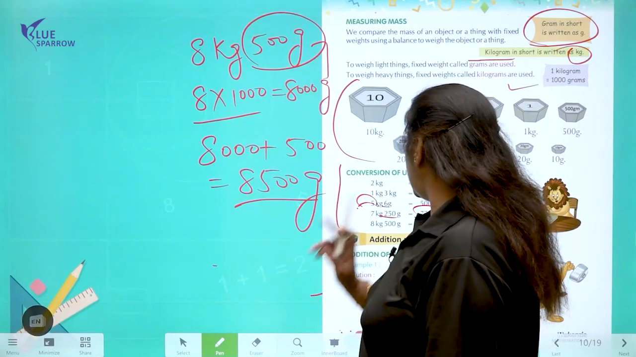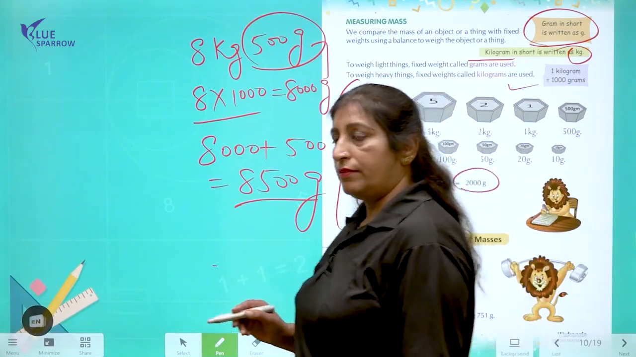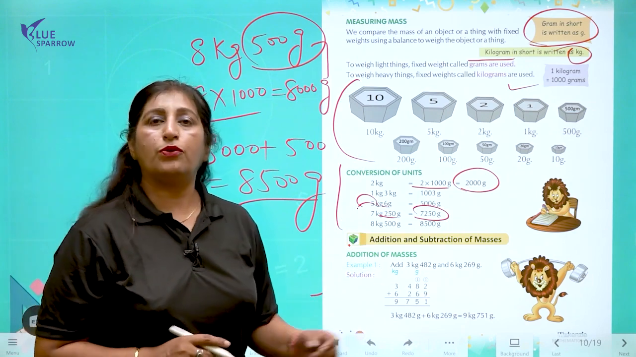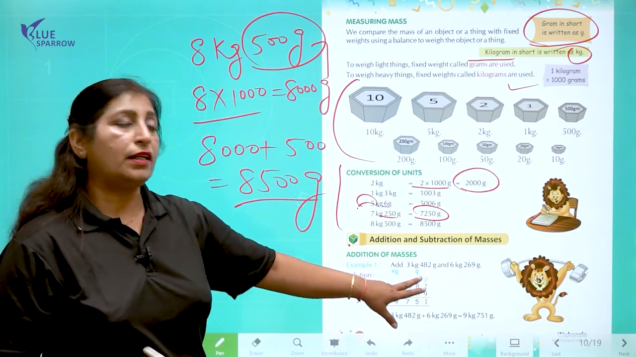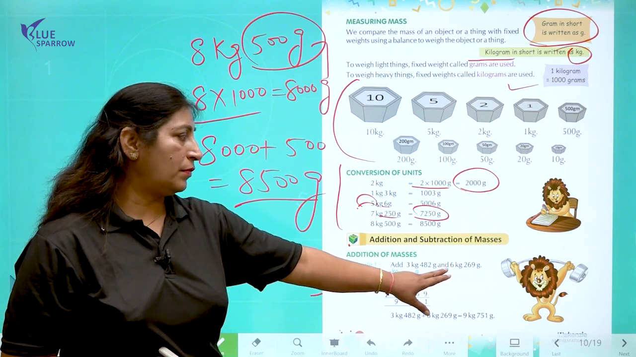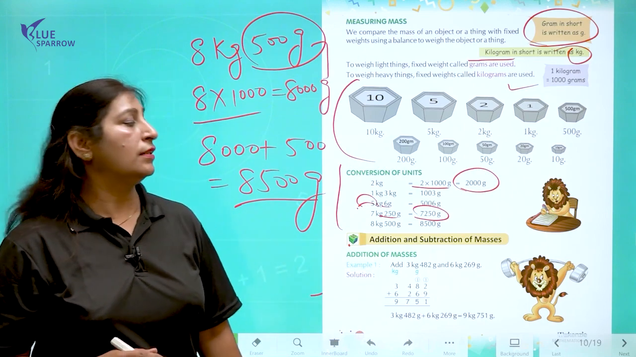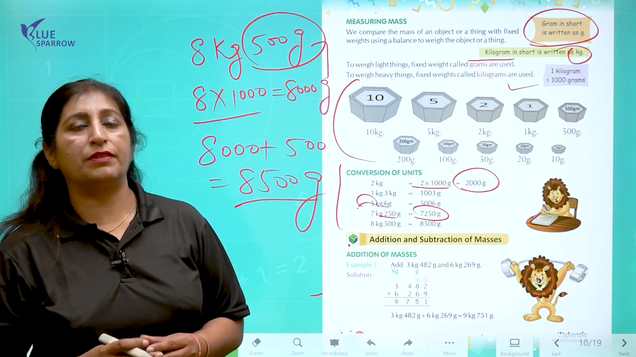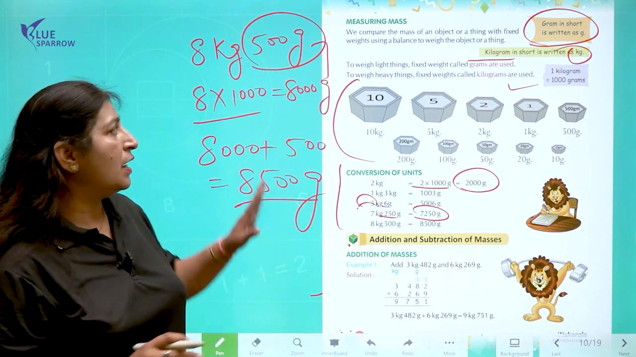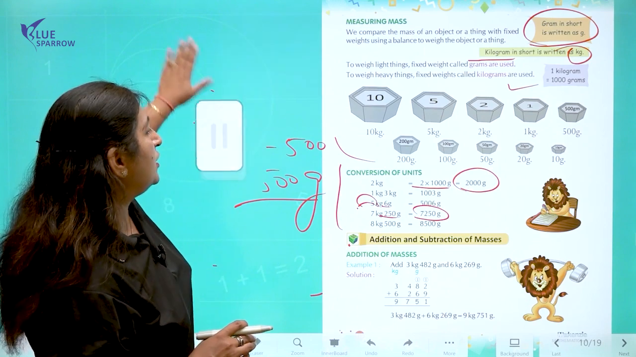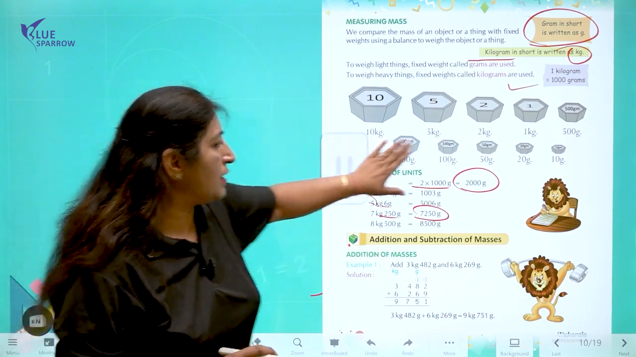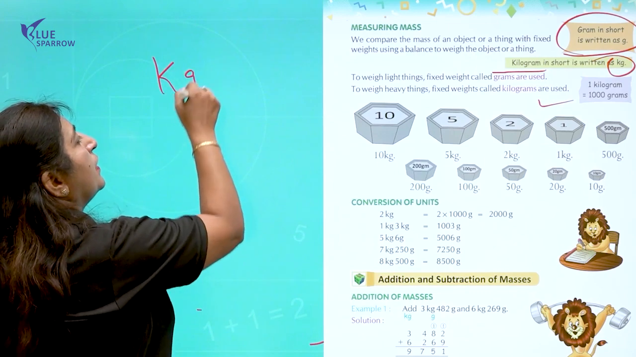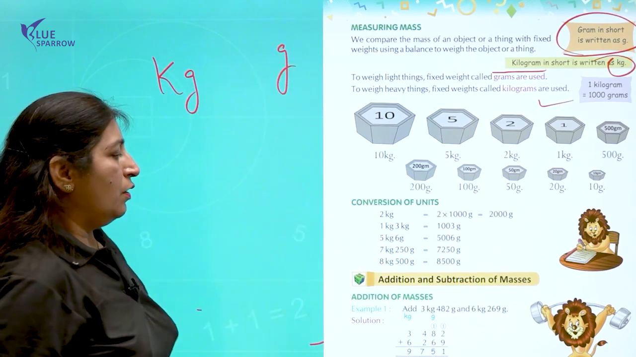Now we come to the addition and subtraction of masses. Firstly, we do the addition of masses. Here in example 1, you are asked to add 3 kilogram 482 gram and 6 kilogram 269 grams. Firstly, we would write the given masses in proper columns and then we would perform the addition of those masses. So, columns would be kilogram and gram.